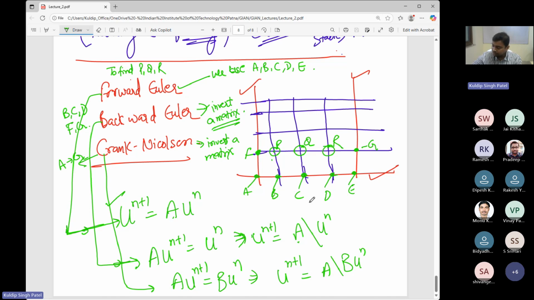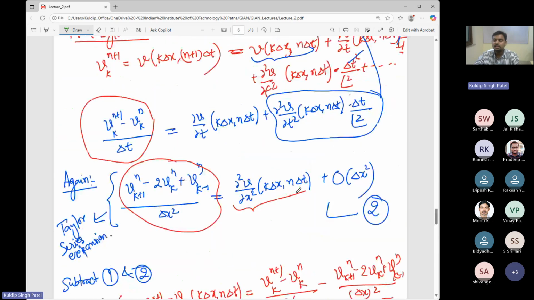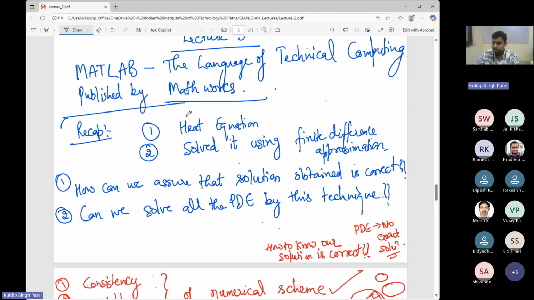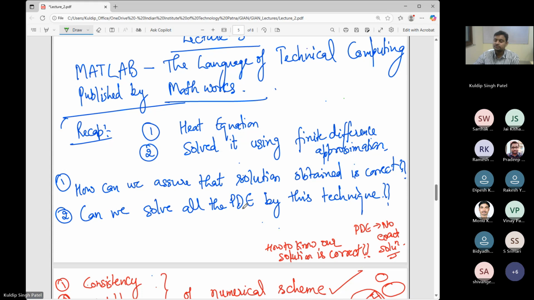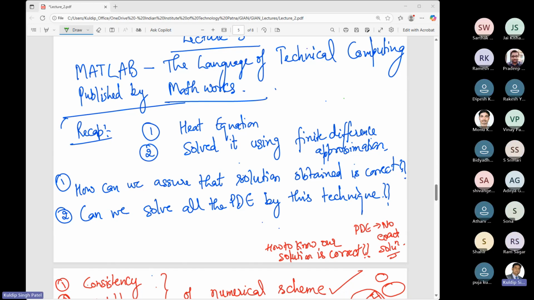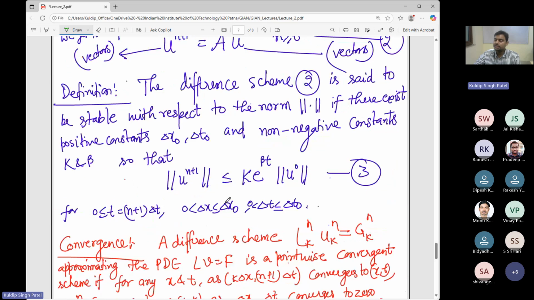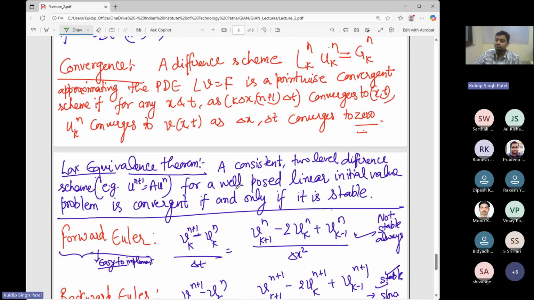Agree, everyone? So we will wind up here today with what we understood in the lecture today on day 3. I told you about one book by MathWorks based on MATLAB. We recapped how we can be sure that the solution we are getting is correct. That is a big question: how are you sure that whatever you are getting is correct? You should have some proof. So we realized that yes, we have proof because we proved that our method is consistent, stable, and convergent. If we can prove these three properties for our scheme, mathematics guarantees that your solution is perfectly fine. No need to worry.